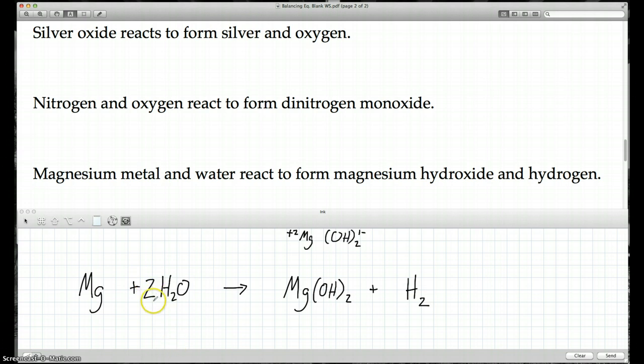And then the H's are good. And then if I look here, I got 2 O's and 2 O's, so it's balanced. Always double check. 1 Mg, 1 Mg. 4 H's. Here's 2 plus another 2 H's. That's 4 H's. 2 O's, 2 O's. It's done.